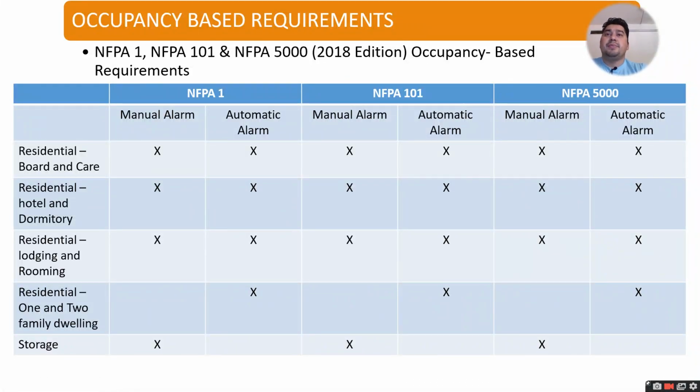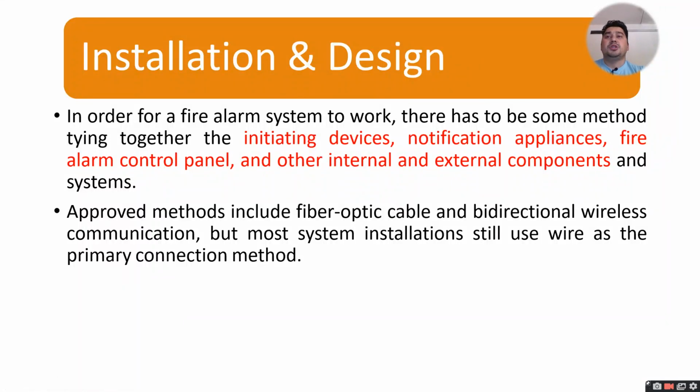Now, NFPA 101 and NFPA 5000 edition occupancy-based requirements. So there is the residential board and care. These are the different areas, and the same requirements as per NFPA 1, NFPA 101, and NFPA 5000 that you can go through as well. Now, installation and design.